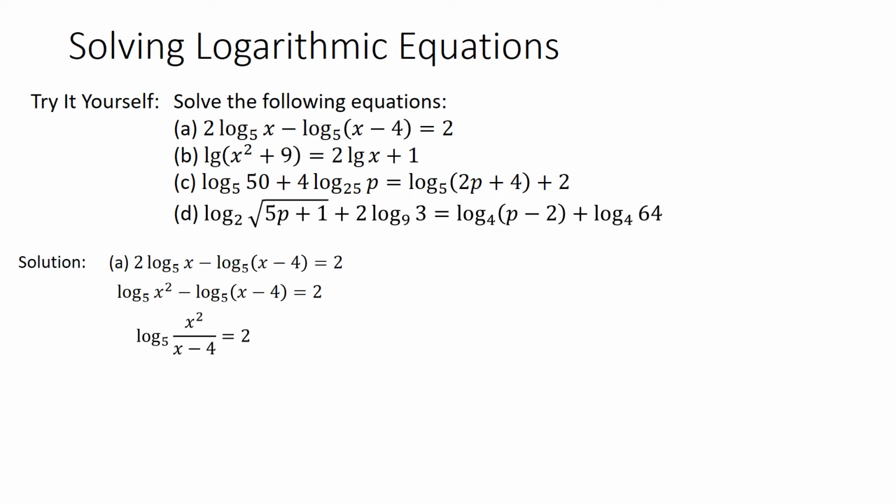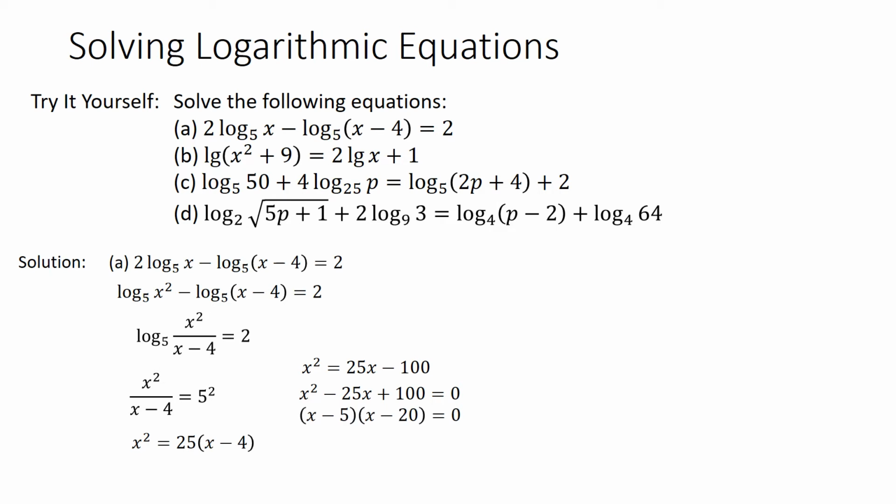Now, when we reach this step, you can see that the left hand side is a single log, the right hand side is a constant. We can apply the anti-log law, which becomes x squared over x minus 4 equals 5 squared. And x squared equals 25 bracket x minus 4. Expand, we get x squared equals 25x minus 100. We get x squared minus 25x plus 100 equal to 0. Factorize x minus 5, x minus 20 equal to 0. Hence, x equals 5 or x equals 20.